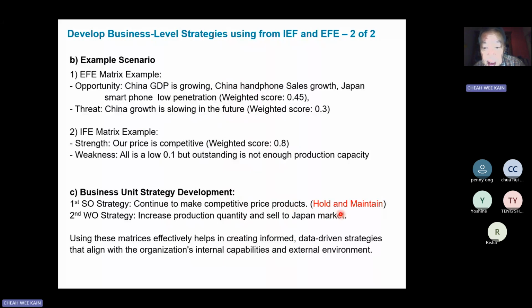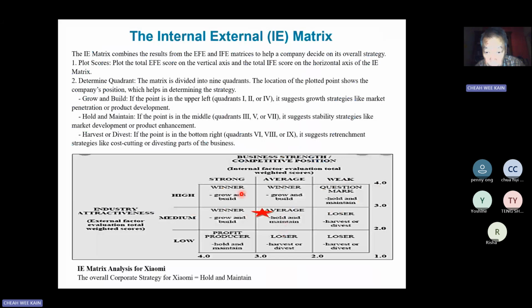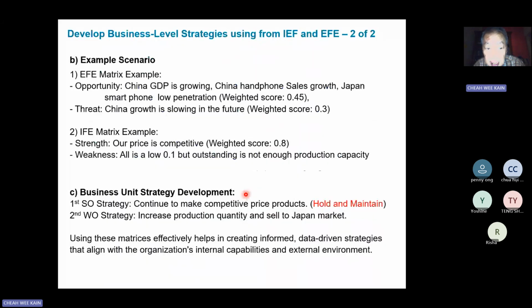Because for hold and maintain, we will only ask you to continue to make. But if your star is at the matrix of grow, winner, grow and build, then you will not put the word continue. You will actually invest more, maybe in Japan, maybe more factory. But because you are hold and maintain, you don't simply open new factories. Maybe you want to increase your production quantity, you will do it by subcon. You don't invest your own money to make a new factory. Is that understood?